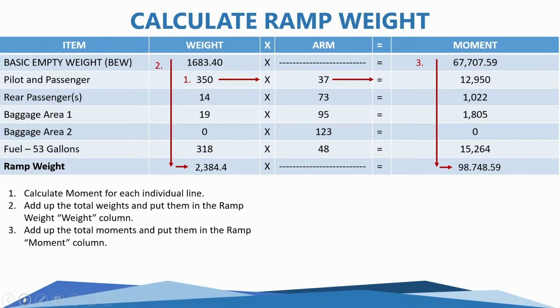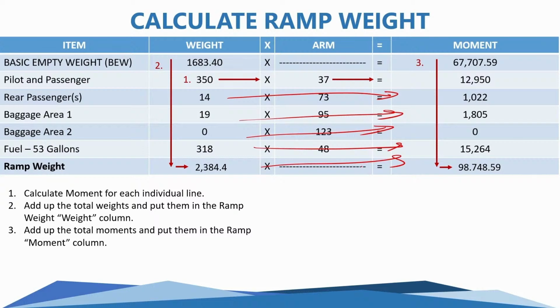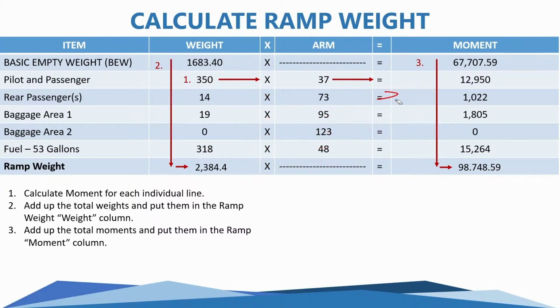Okay. The next step is your arithmetic step. Very simply, the first thing you want to do is multiply weight times arm equals moment, and you're just going to keep going across until you have all of the values totaled. Basically, you're going to have moments on the right-hand side at that point. Step number 2 is you're going to add up all of the weights within the weight column for your ramp weight. You're also going to add up all of your moments in the moment column for your total moment.